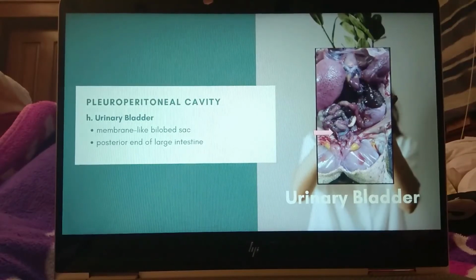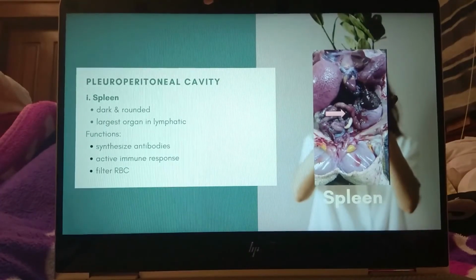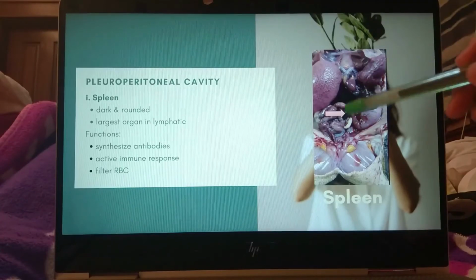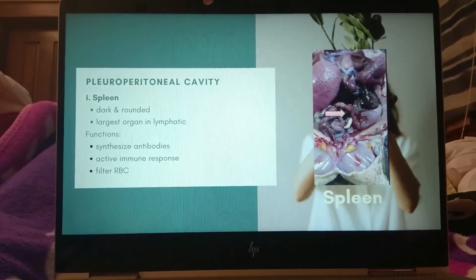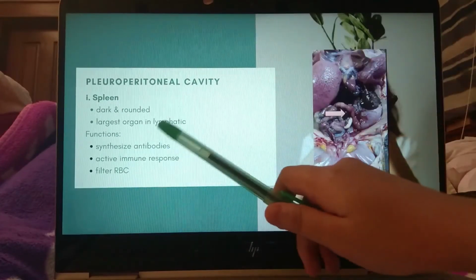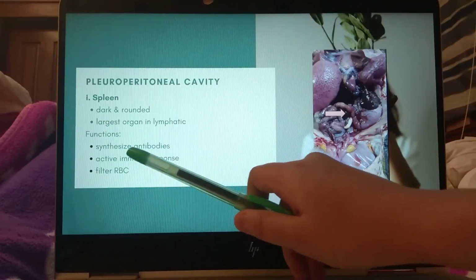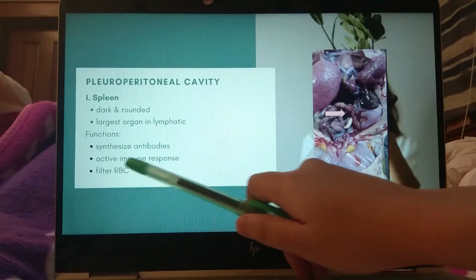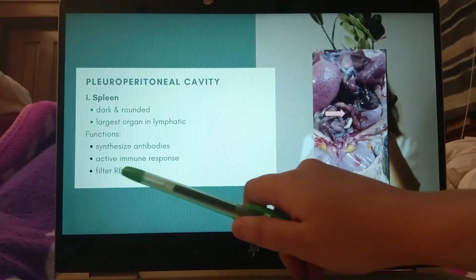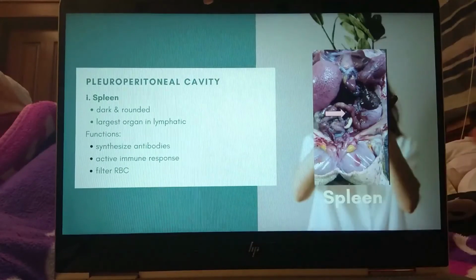Next, we have the spleen, which is a dark red rounded gland, which is embedded in the mesorectum. This mesorectum suspends the large intestine to the dorsal body wall. And this spleen is actually the largest organ in our lymphatic system, and it functions by synthesizing our antibodies through active immune response and through filtering our red blood cells.